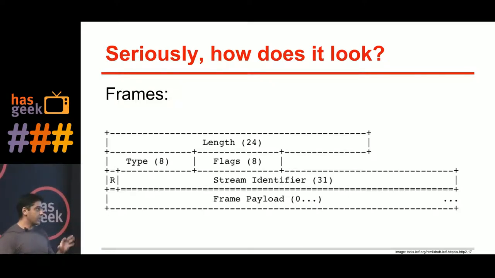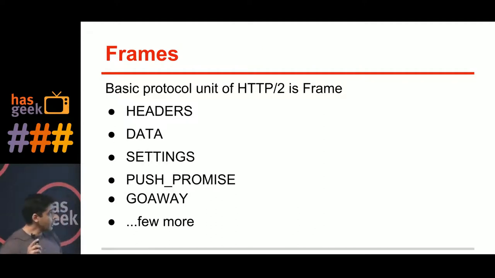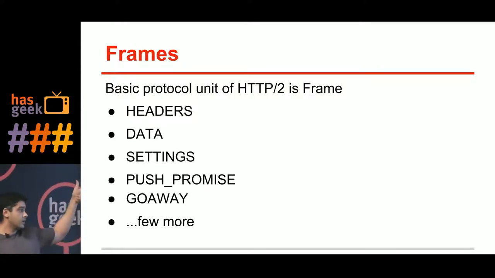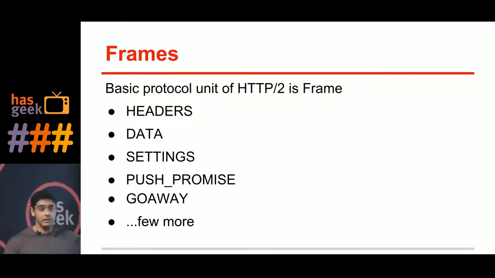The generic frame looks like this: 9 octets, 24 bits for the length of the payload, then the frame type, the flags, R, which is reserved, and the stream identifier, and then the rest is your payload. There are roughly 10 types of frames. The most important ones are headers, data, and push promise. Settings and GOAWAY are also there. GOAWAY is H2's way of saying, get lost. This is a wrong protocol message you sent. I don't want to talk to you anymore.